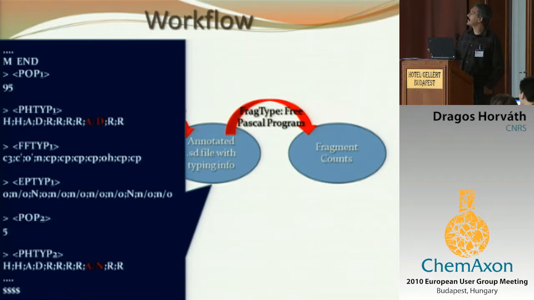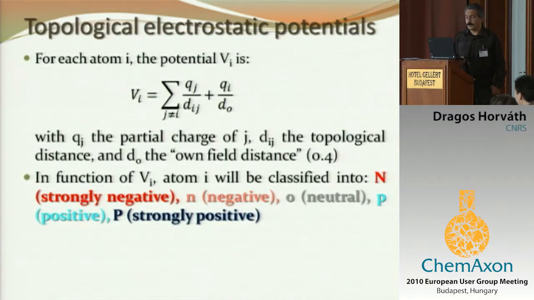After the structure, you get population 1 is 95%, and the pharmacophore types in population 1. You notice that some atoms can carry multiple types. This is an acceptor and a donor at the same time. Force field types, electrostatic potential types, I'll tell you a little bit more about those.